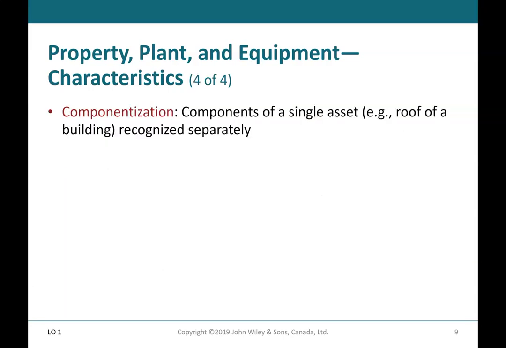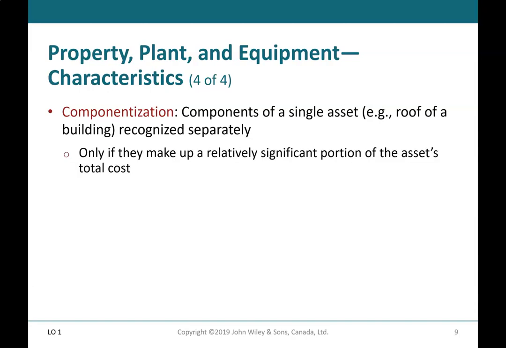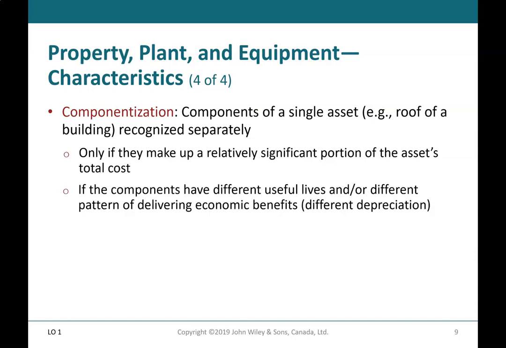Property, plant, and equipment characteristics, 4 of 4. Componentization. Components of a single asset, for example the roof of a building, are recognized separately only if they make up a relatively significant portion of the asset's total cost. If the components have different useful lives and/or different patterns of delivering economic benefits, they are given different depreciation.